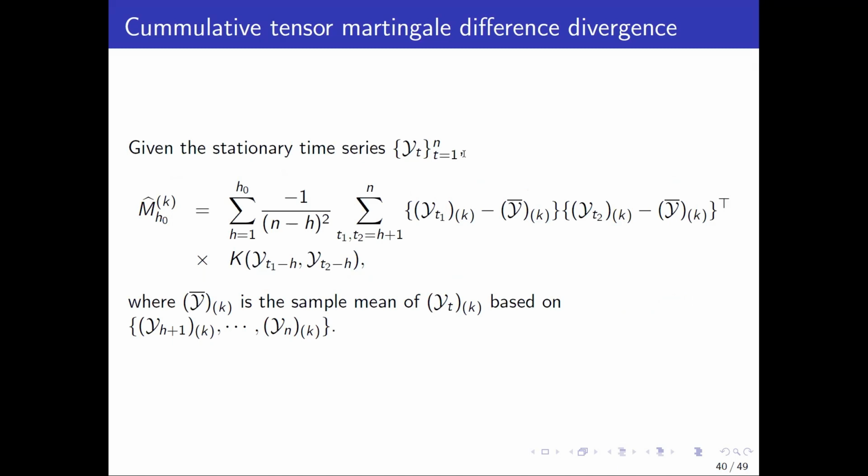And this is the sample version of the mode K cumulative TMDD. So now we can apply the spectral decomposition on this matrix to look for the semi-orthogonal matrix beta K that constructs the first component, which is mean dependent on the past. And then we can estimate the dimension by using a ratio-based estimator, which has been done in the existing literature.